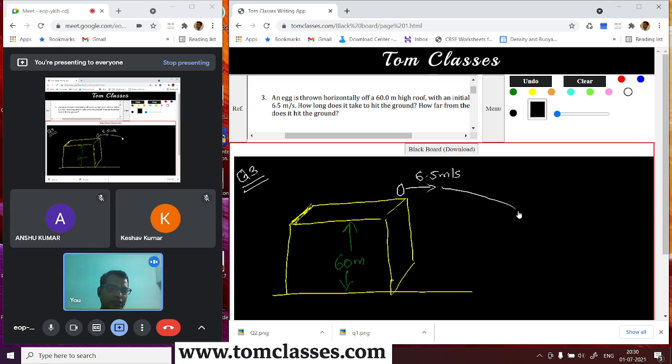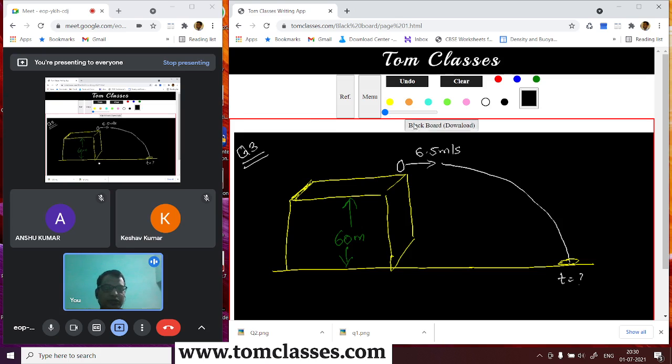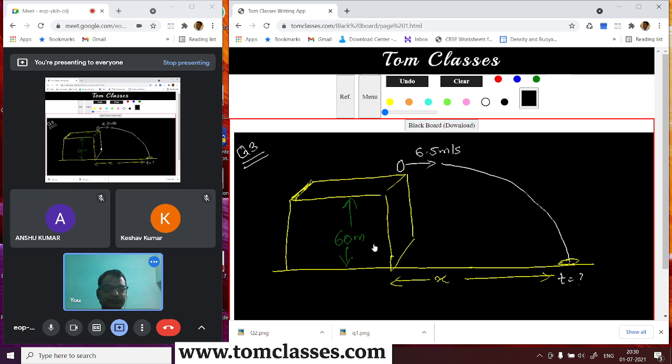So again, it is going to take some time to reach over here, and the egg will be gone. So it is like this. First we have to calculate this time, and second, how far from the building does it hit the ground. So we have to find this distance x. That distance is of our interest. Let's see how to do this.